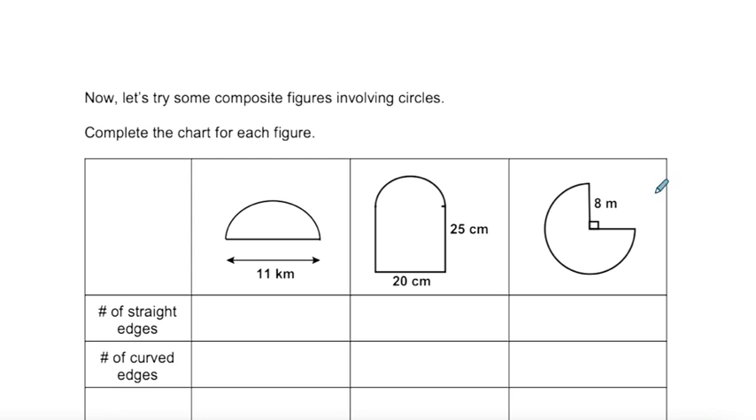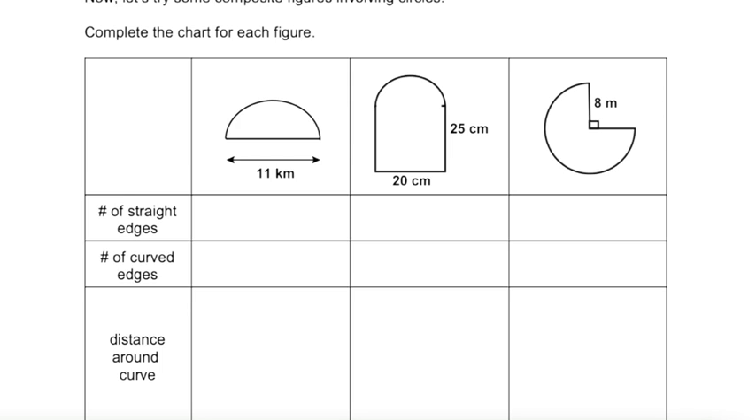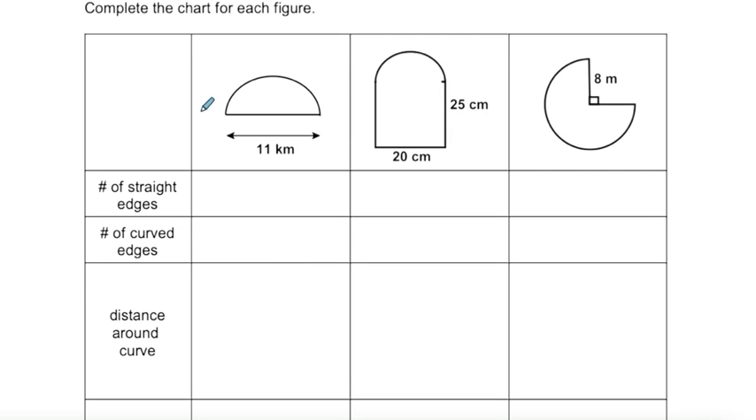Now, what happens if we have some composite figures involving circles? So we're either taking part of a circle or we're adding a circle or part of a circle to another object. So in this case, we need to determine the number of straight edges and the number of curved edges. So in the first figure, we have one straight edge and one curved edge. So we need to figure out the distance around the curve.